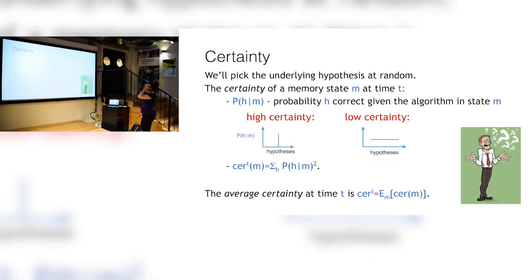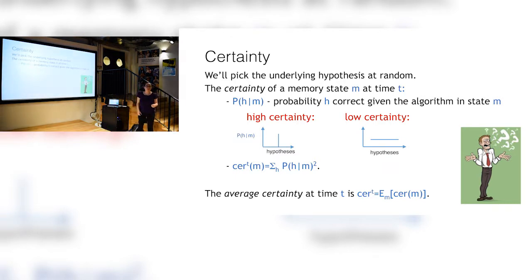One of the main notions that we introduced is certainty. We want to measure how certain our learning algorithm is in its answer. So how can we define how certain an algorithm is? Maybe let's start with examining how certain a specific memory state is in its answer.